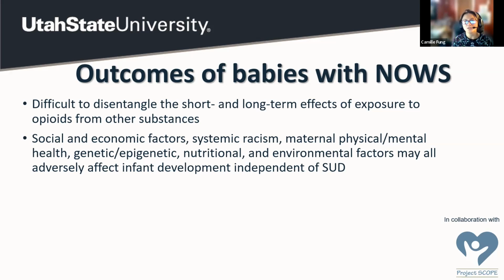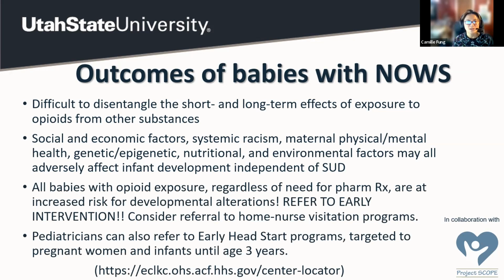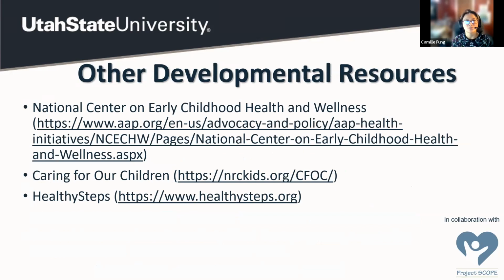And so I think it's really hard to know exactly how these babies will turn out, but just because we don't know doesn't mean that we shouldn't act. I think having these early intervention referrals, keeping a close eye on development, having dedicated pediatricians who really care about this population, all of these are really, really good things in order to maximize their neural development. All babies with opioid exposure are at risk. So like I said, refer to early intervention, Early Head Start programs, and some of the other developmental resources that we can always rely on.